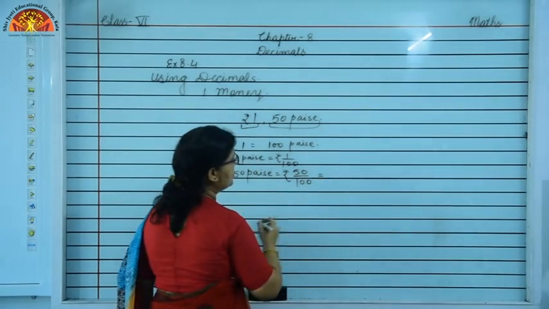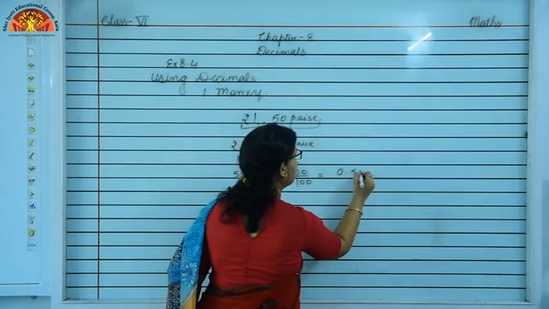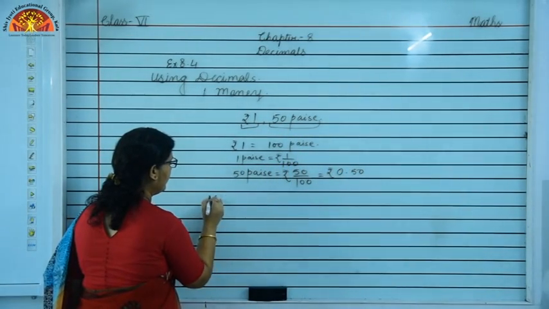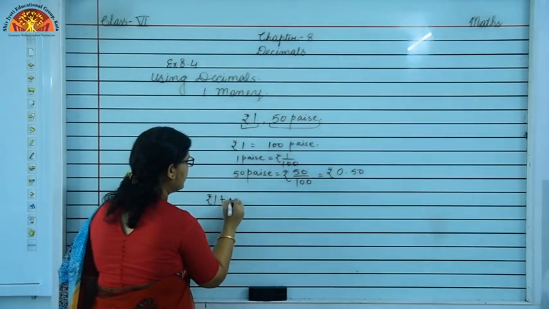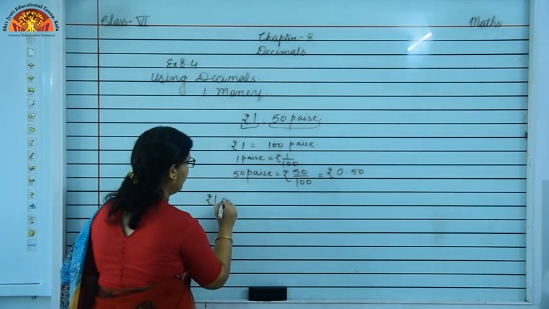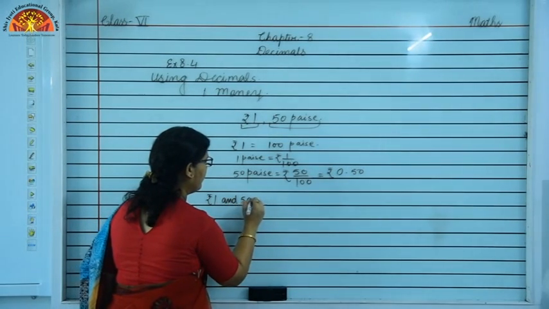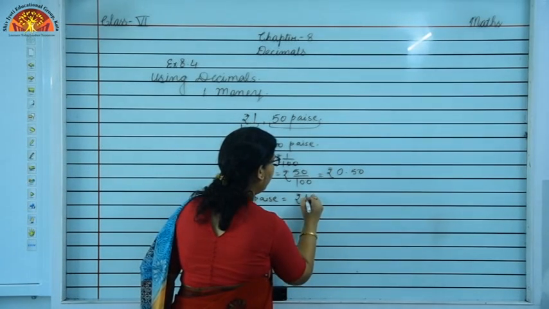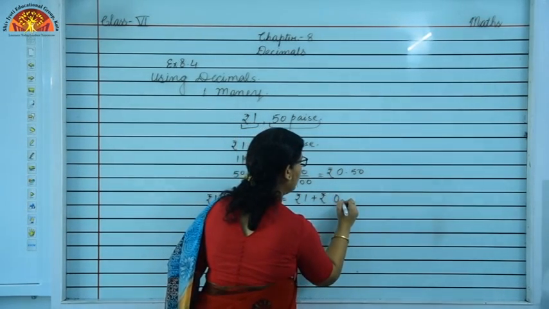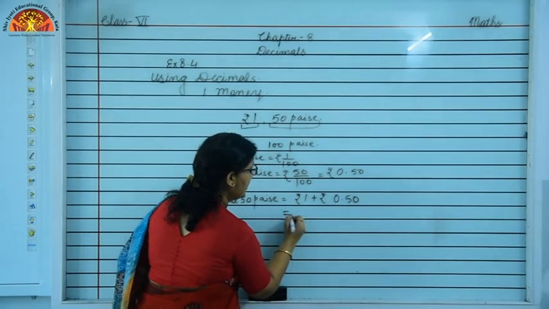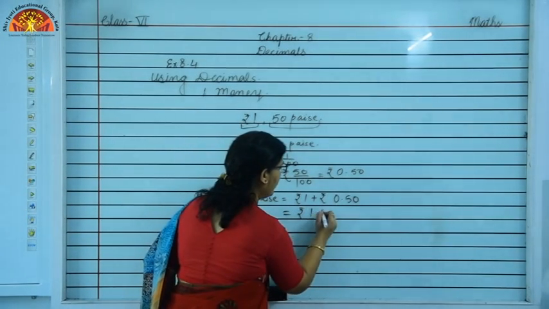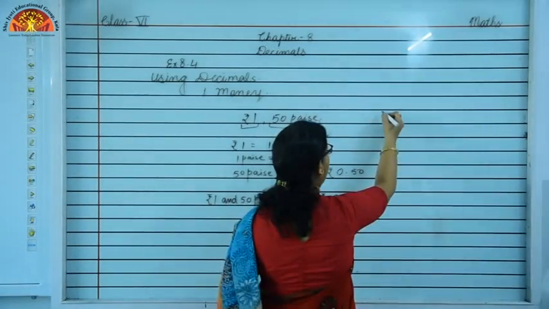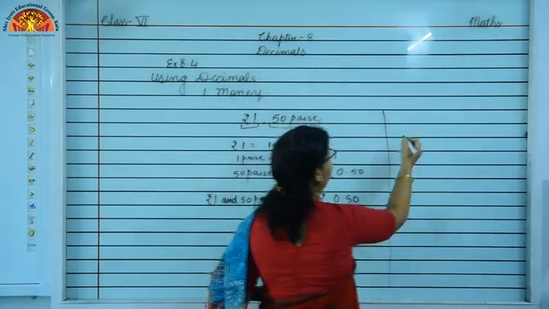It is equal to 0.50 rupees. Now 1 rupee and 50 paise is equal to rupee 1 plus rupees 0.50. It is equal to rupees 1.50. Understood? Now students, suppose we have 5 paise.